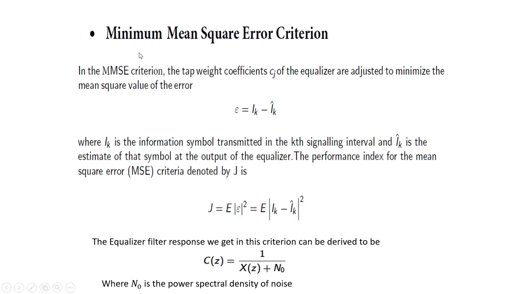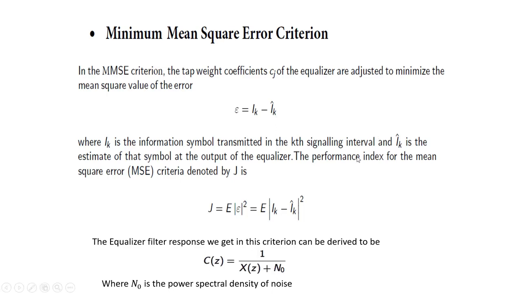Okay, the second criteria is the mean square error criteria. The mean square error criteria says that the error value is Ik minus Ik hat, and we take the expected value of the square of the error. Here Ik is the information symbol transmitted in the kth signaling interval and Ik hat is the estimate of that symbol at the output of the equalizer. That's very clear: Ik is the symbol transmitted, Ik hat is the estimate of the symbol that we are trying to make.